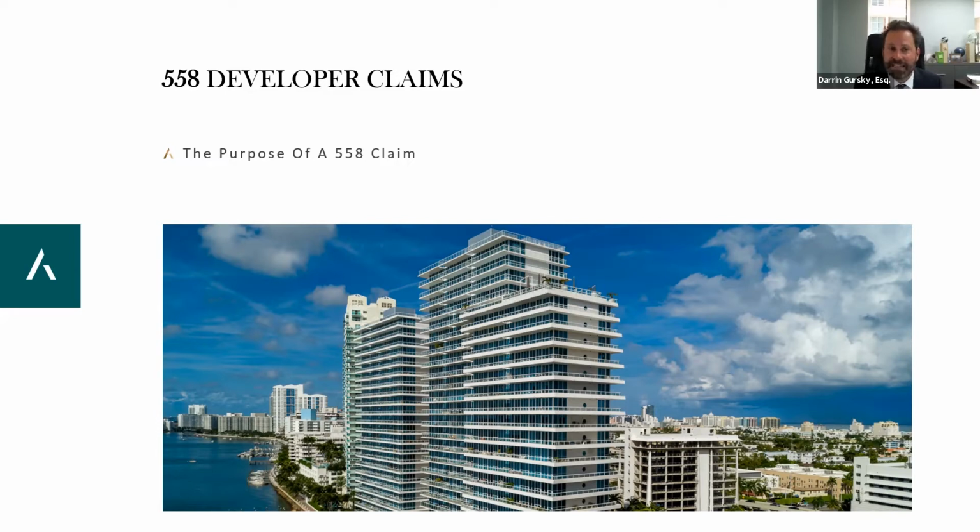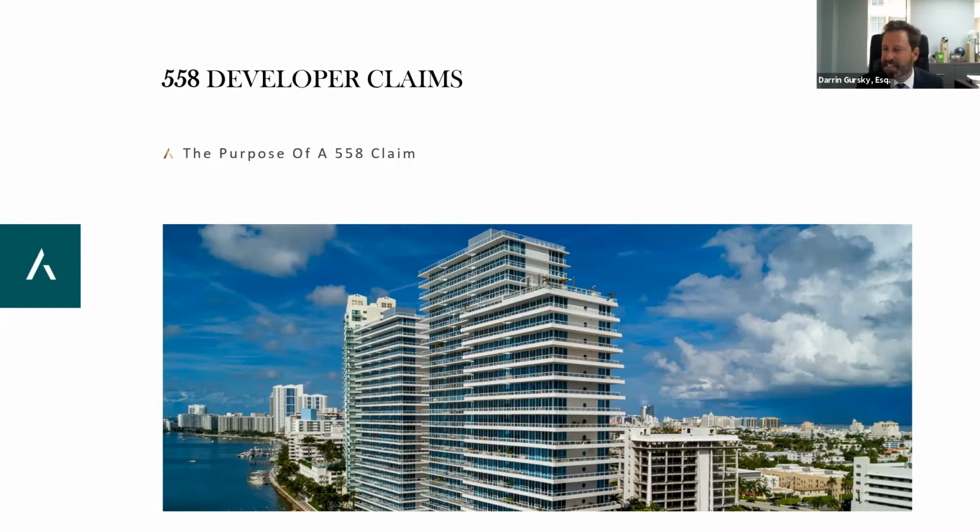And a 558 developer claim relates to construction defects at the property. Construction defects and design defects that impact essentially the intended use and the fitness of the property. Those defects can range anything from a code violation to the usefulness of the air conditioning unit on the rooftop. There are various different components to it, and a 558 claim will not be able to initiate, obviously, against the developer until such time as turnover has occurred.